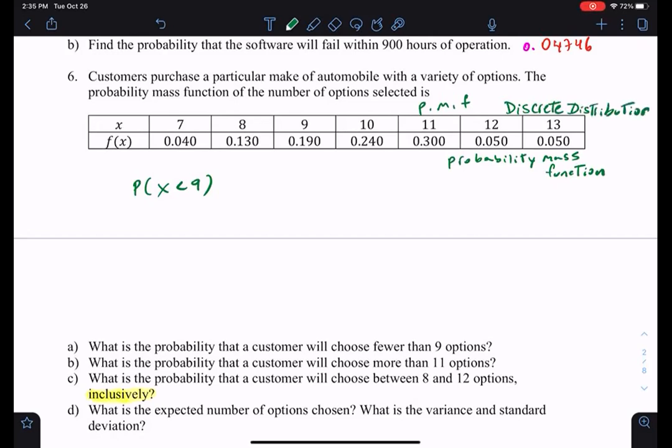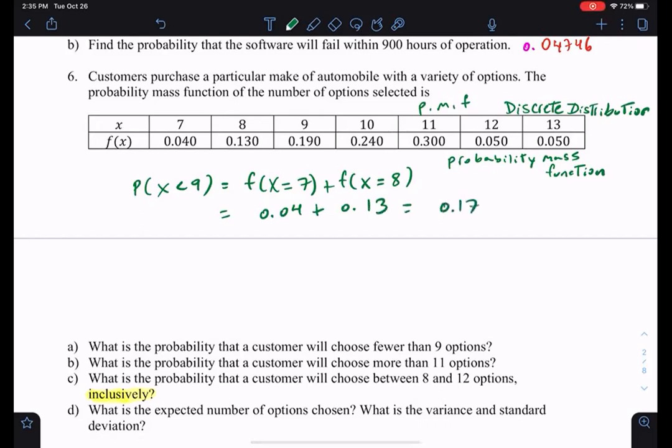So they're asking you for the probability that X is less than 9, right? So the probability of X equals 7 plus the probability of X equals 8. Actually, this is F of X, because that's how they label this function, right? F of X equals, here is 7, and then here 8, and you put the probability, which is 0.04 plus 0.13, so that's going to be 0.17, right?